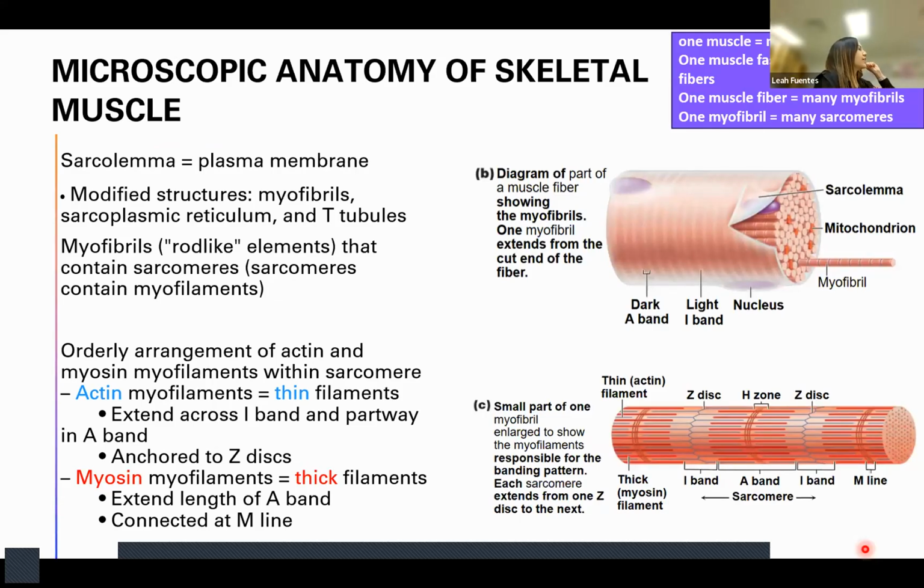Okay, and then we start getting into the microscopic anatomy of skeletal muscle. So you will need to know this for both lab and lecture. Of course, the lecture part is going to be more wordy questions, whereas in the lab, you'll have to actually identify them.